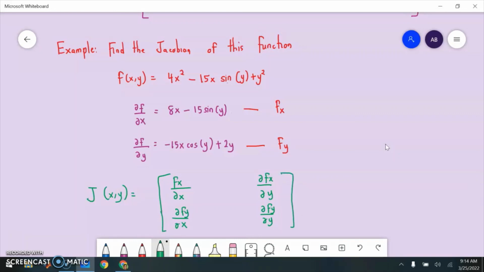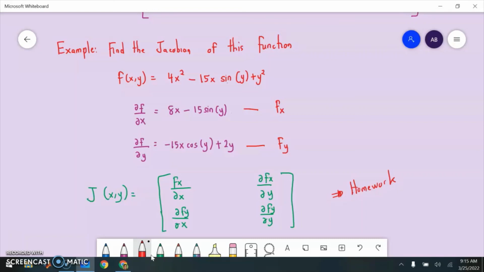Okay, I'm gonna leave this as your homework. If you manage to find it, just leave your answer in the comment. Just write the Jacobian for this function in the comment, or email me if you can.